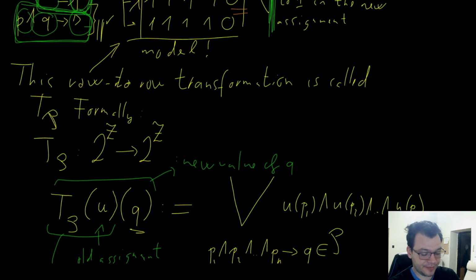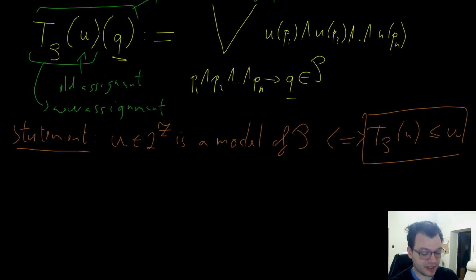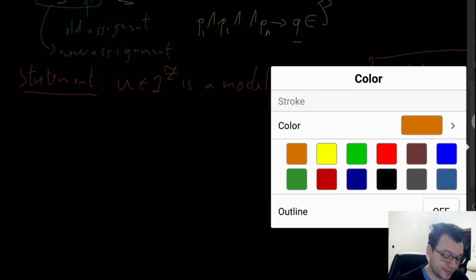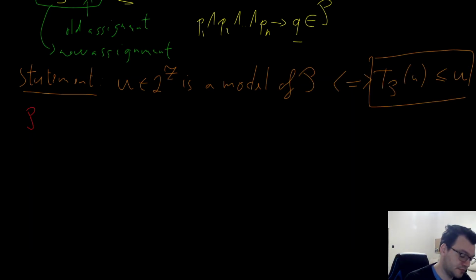Now let's say that as soon as we got one single row U for which the TP function resulted in a smaller than or equal to assignment, in this case it was equal, then we can stop, because this is a model. Now let's prove this. Proof.